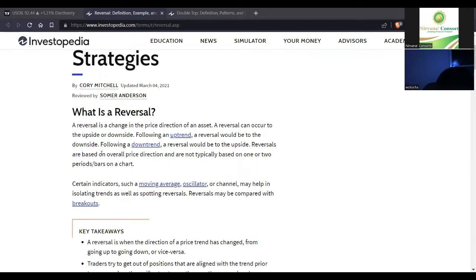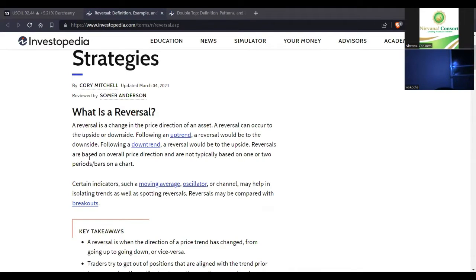What really is a reversal pattern? What we have is a change in the price direction of an asset. A reversal can occur to the upside or downside. Following an uptrend, a reversal will be to the downside, and following a downtrend, a reversal will be to the upside.